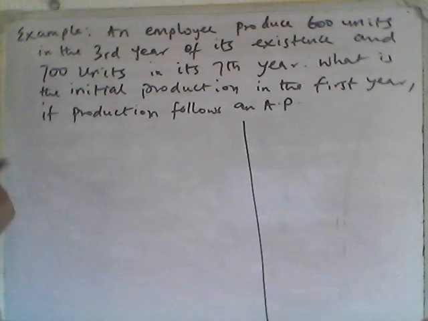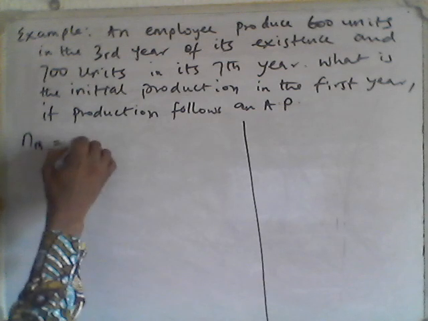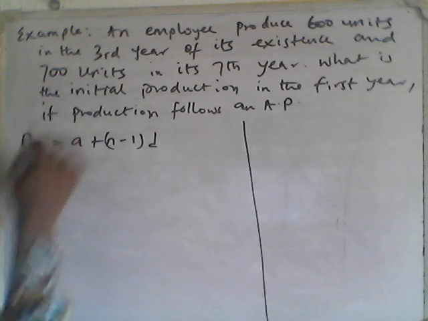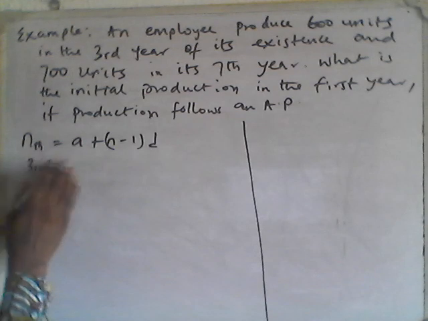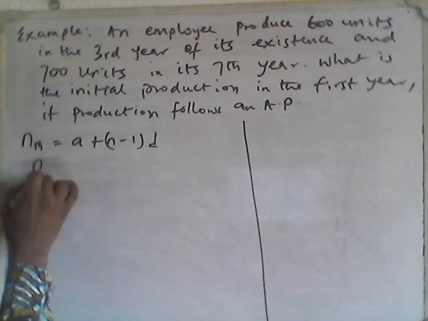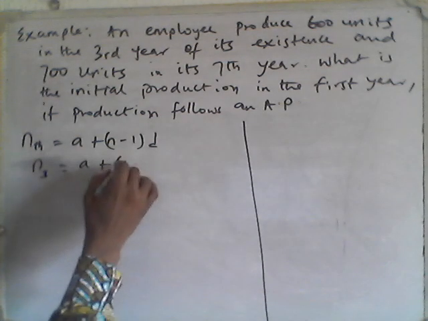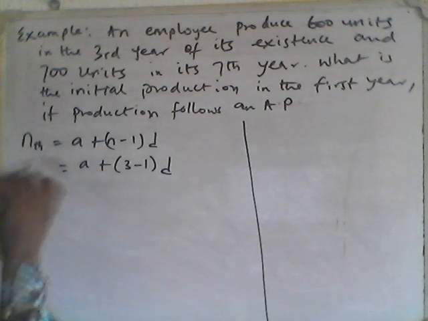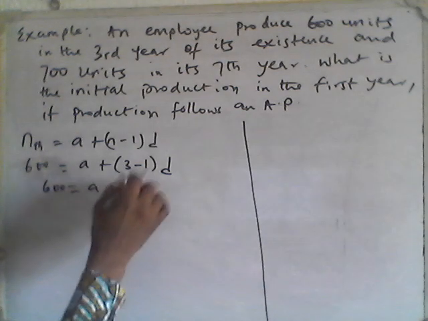So if I were to write the formula for the number of terms, the nth term is A plus N minus 1, then D. This is the formula for the nth term. Now for the third term, let me call it N3, I have A plus N, which will now be 3 minus 1, then D. But I'm giving a value for the third term already. That's 600. So I can say 600 simplified into A plus 2D.